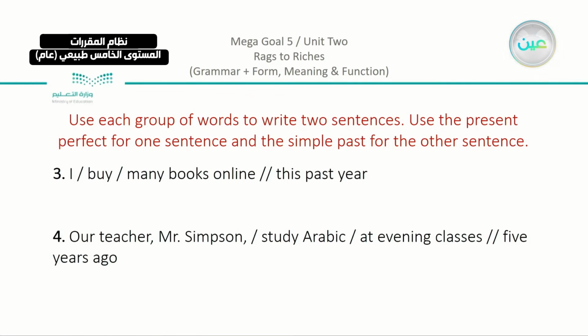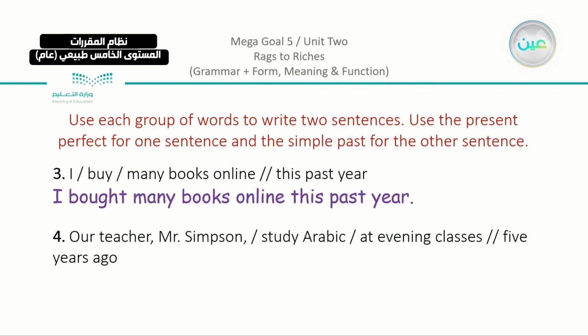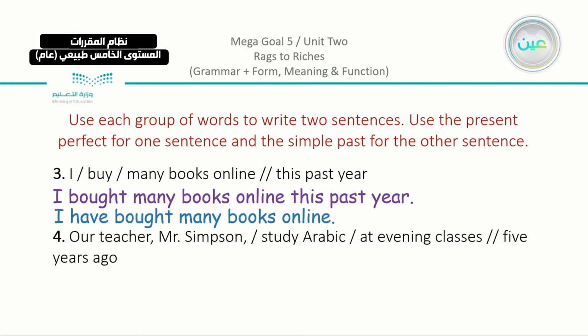Use each group of words to write 2 sentences. Use the present perfect for 1 sentence and the simple past. So we're still on the same exercise. We have here, I buy many books online this past year. Still, we have here the past. We have here past year. So the first sentence, I bought many books online this past year. Or in the present perfect, we can say, I have bought many books. So like make, made, made, we have here buy, bought, bought.